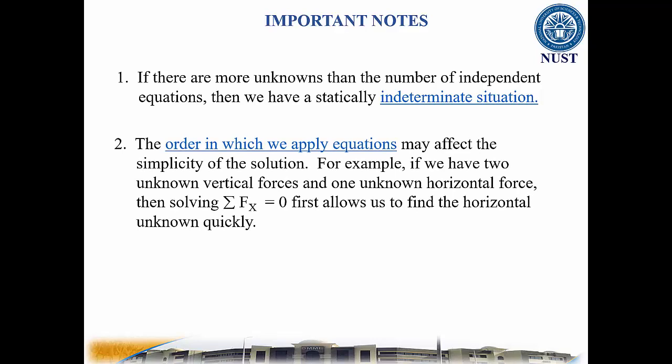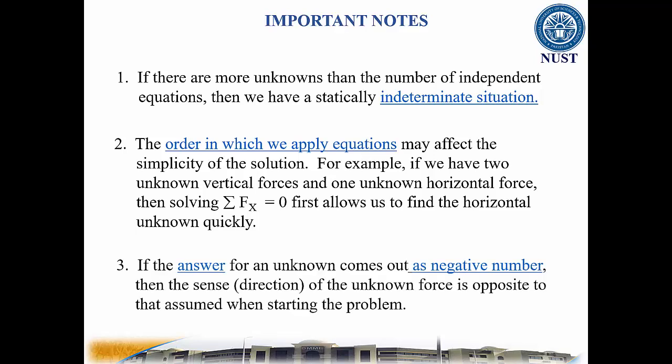The order in which we apply equations may affect the simplicity of the solution. For example, if we have two unknown vertical forces and one unknown horizontal force, then solving sigma Fx equal to 0 first allows us to find the horizontal unknown quickly. If the answer for an unknown comes out as a negative number, then the direction sense of the unknown force is opposite to that assumed when starting the problem.